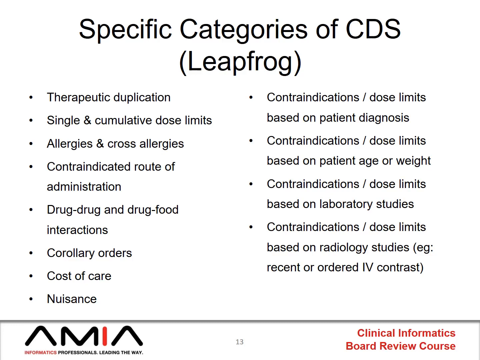I think my favorite category out of all of these is the one on the bottom left. They specifically call out a category called nuisance alerts. And arguably any one of these categories could become a nuisance if it's done improperly.